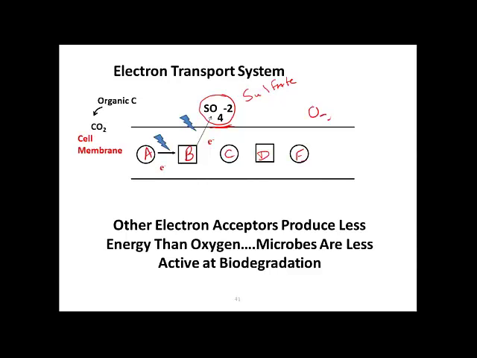In fact, it not only doesn't have as high an affinity as oxygen, it could not take electrons from C. It's less electrophilic than C. So you have to short circuit the system here. B can pass to sulfate, okay? But C couldn't pass to sulfate. So what ends up happening is you get less energy when there isn't oxygen present.